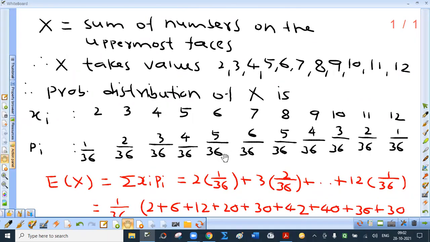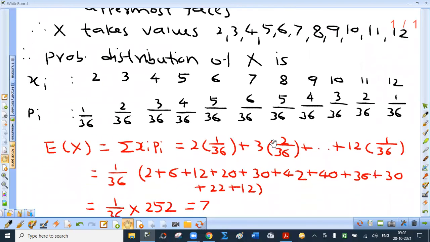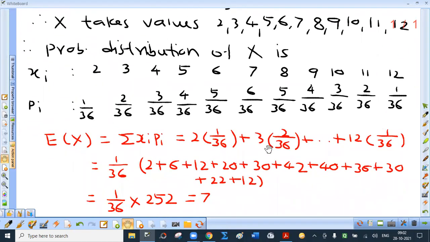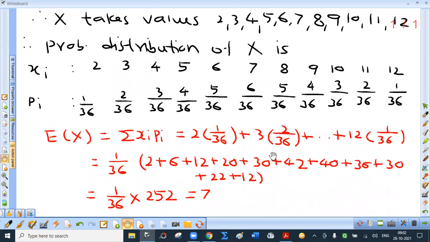Now what is E(X)? Sigma xi pi, 2 into 1 by 36 plus 3 into 2 by 36 plus 4 into 3 by 36 up to 12 into 1 by 36. If you take 1 by 36 common in bracket, you get 2 plus 6 plus 12 plus 20 plus 30 plus 42 plus 40 plus 36 plus 30 plus 22 plus 12. So E(X) comes out to be 252 upon 36, which is nothing but 7.